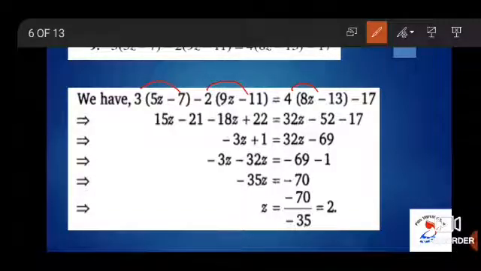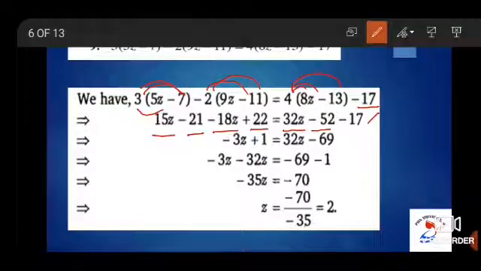So we will see how we are getting the answer in the next step, that is 3 multiplied by 5z, that is 15z, and 3 multiplied by minus 7, that is minus 21, minus 2 into 9z, that is minus 18z, minus 2 into minus 11, that is plus 22, 4 into 8z, 32z, 4 into minus 13, that is minus 52. This minus 17 is left. I am rewriting the term as it is. So in the next step, it will be minus 3z plus 1 is equal to 32z minus 69.